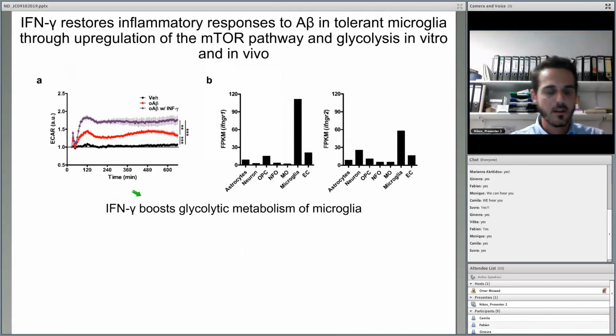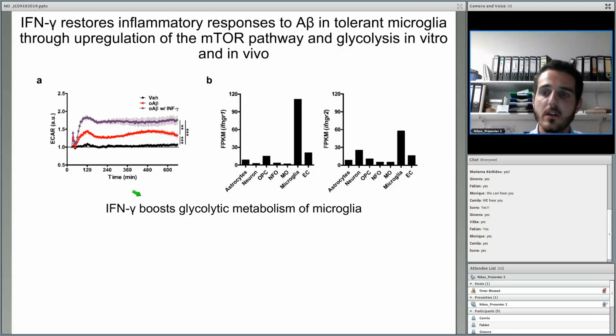So then the next hypothesis that they had is that if they boost the glycolytic metabolic capacity of microglia in the 5xFAD model, they would rescue this diminished response that the microglia have, or this tolerance to the A beta. They thought to use interferon gamma as a metabolic booster for glycolysis in the microglia for 2 reasons. First of all, because it's been shown to activate glycolysis in innate immune cells, and secondly, because it's a potent activator of mTOR.